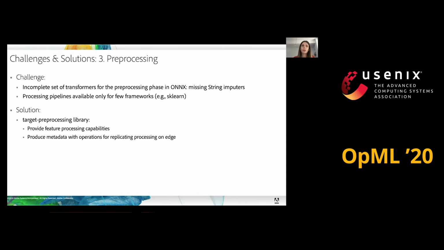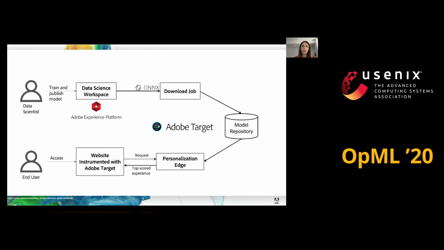So our solution was to produce a library through which the user can tell us exactly what transformations are needed on the data. Our target preprocessing library produces a metadata of all the operations performed in what essentially is a DSL. This metadata is then interpreted in the edge to generate the same values you would have generated in the data science workspace. And actually, the same values you generate in the data science workspace through the use of our library.